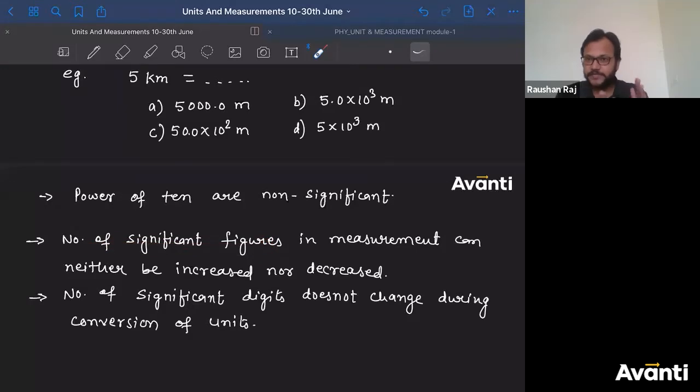Because if you are measuring with a particular measurement device, then the precision of that measurement device is now fixed. So you cannot increase it or decrease it. If you change the conditions in which you are measuring the quantity, or if you change the device, then this can be changed. So the number of significant figures in a measurement can neither be increased nor decreased.